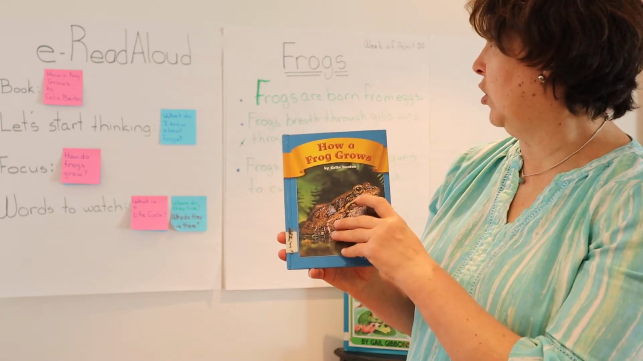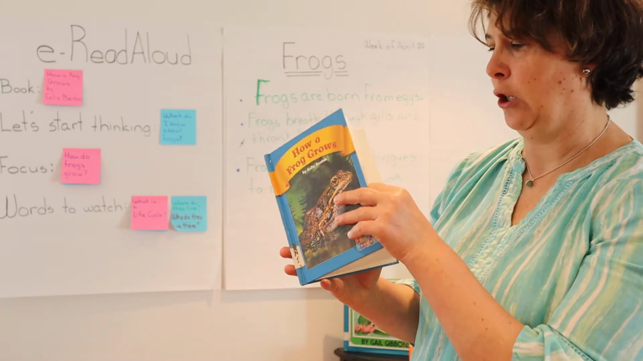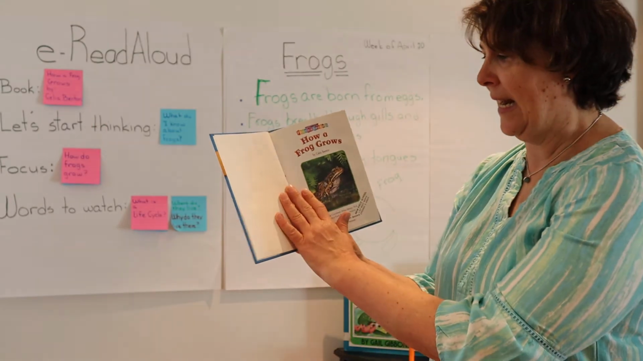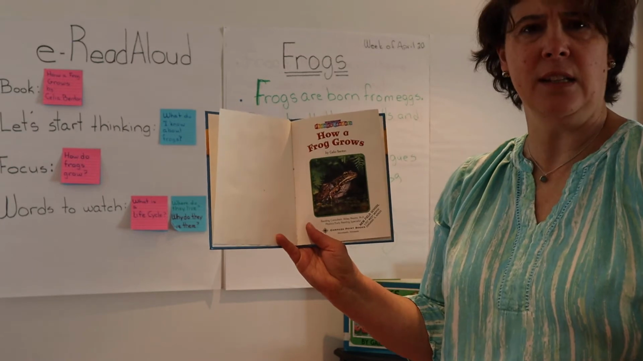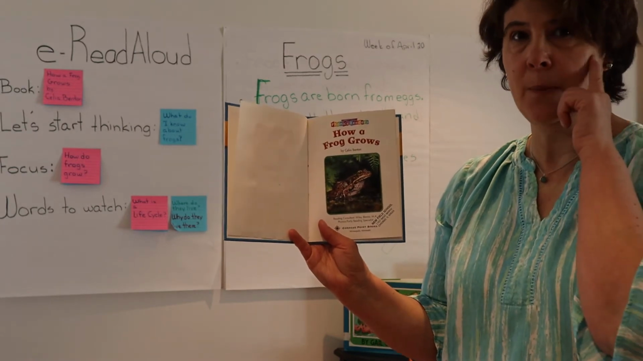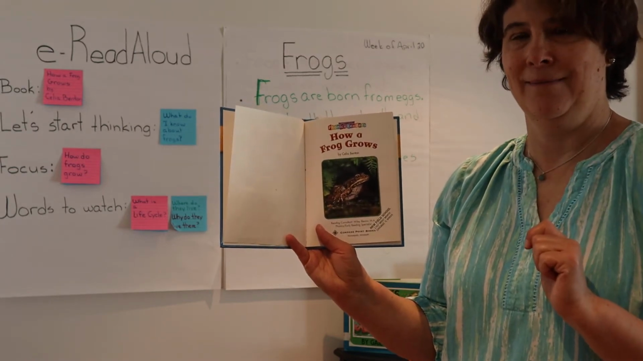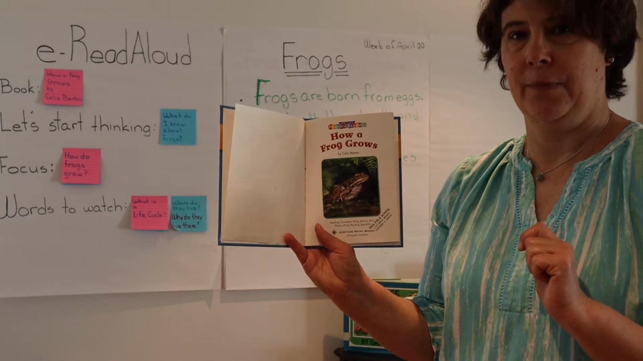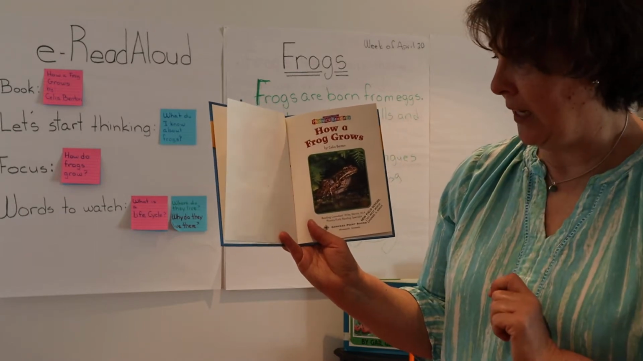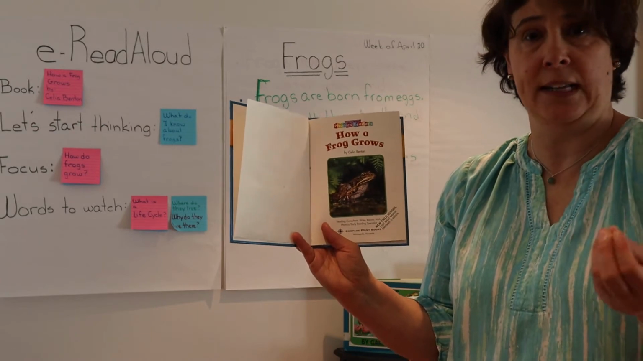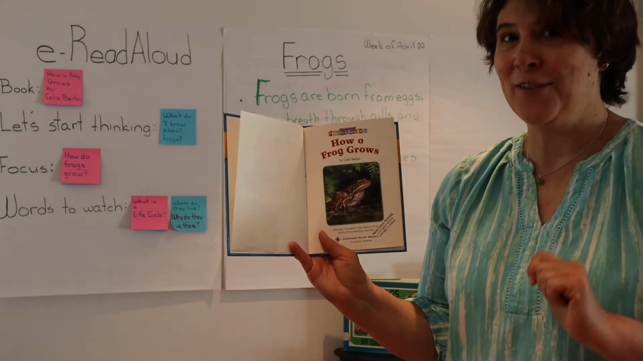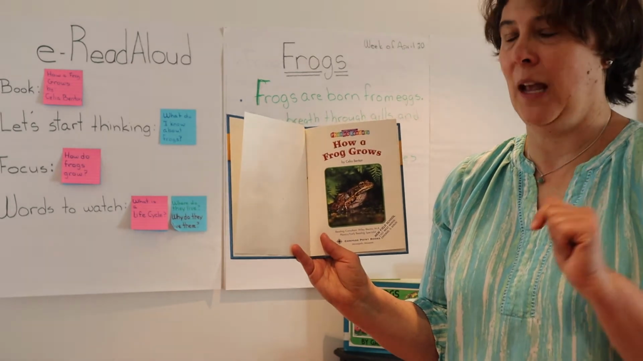So I'm going to start reading it, but before I do, I just want to look at the pictures quickly. Get an idea. What is this going to tell us? Stop, think. Correct. I'm taking it that you're thinking that it's going to show us how a baby frog is born and how it gets to be a big frog. Am I correct about what you were thinking? I think I am.